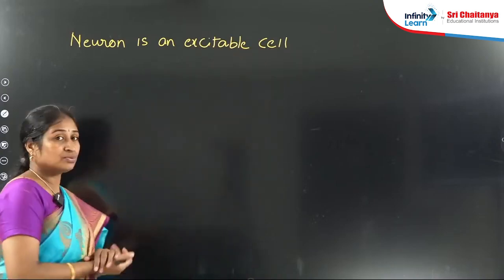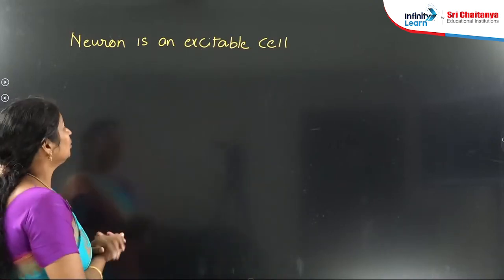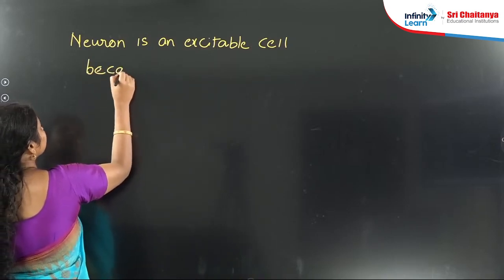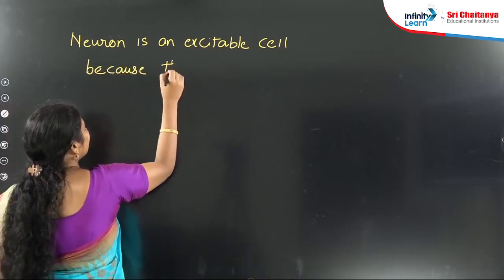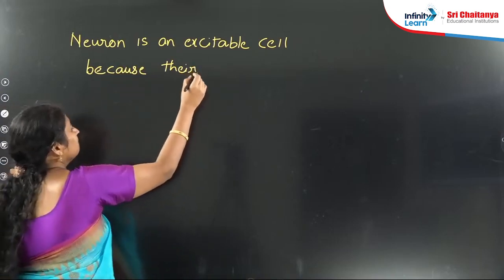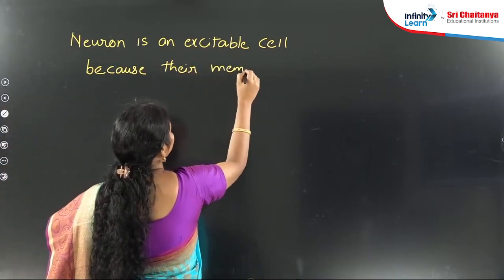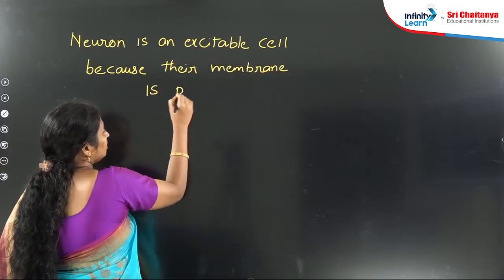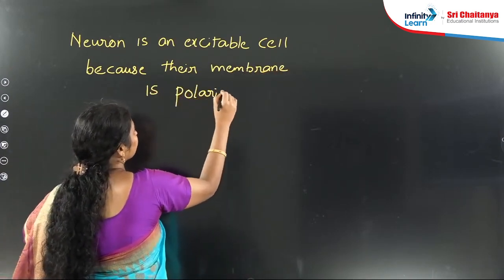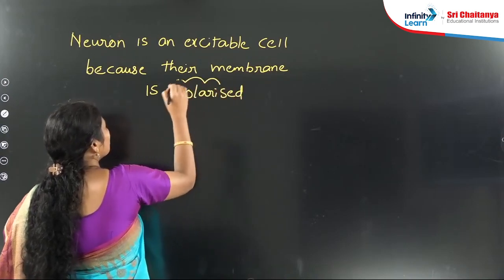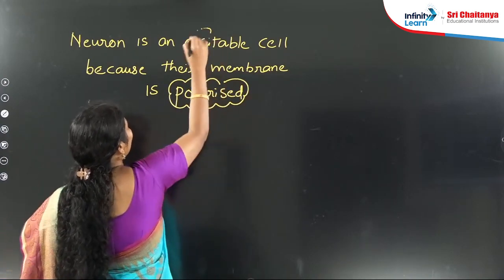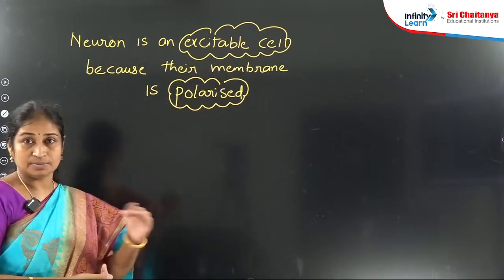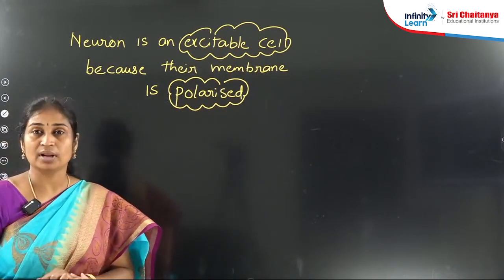What is the reason? This is actually an assertion and reason question. Neuron is an excitable cell because their membrane is polarized. This is a very important point. So why are neurons said to be excitable cells? The reason is their plasma membrane is in a polarized state.